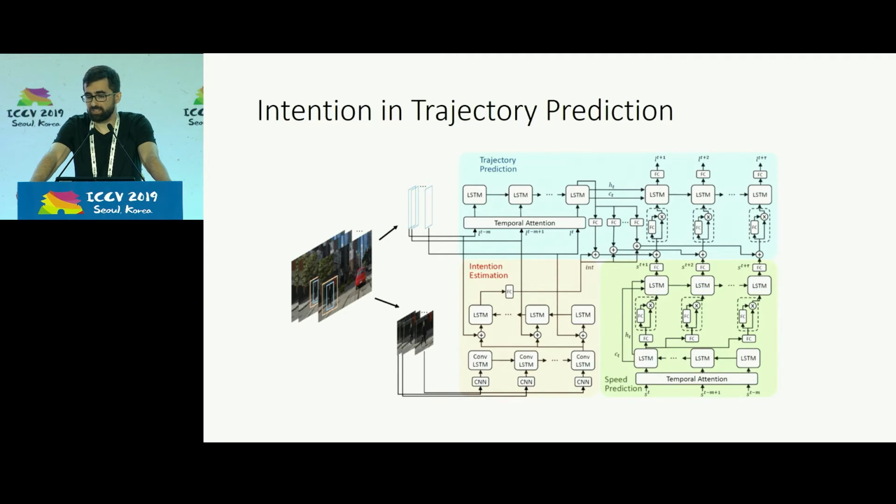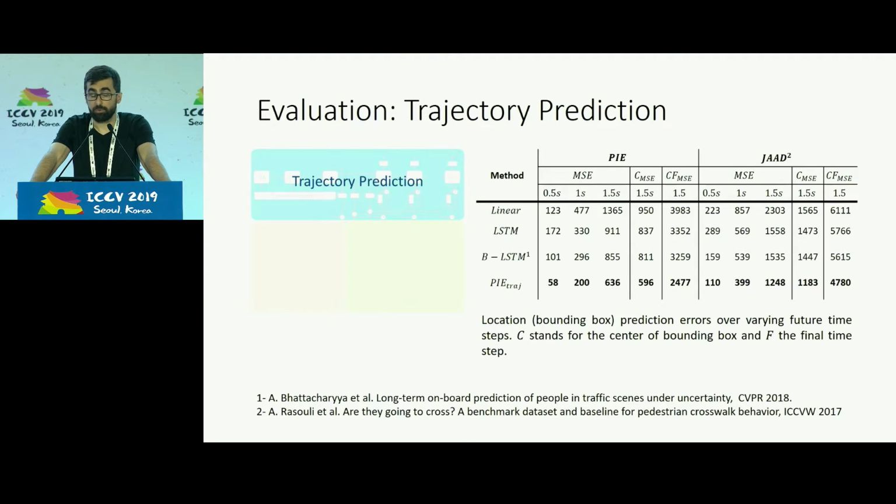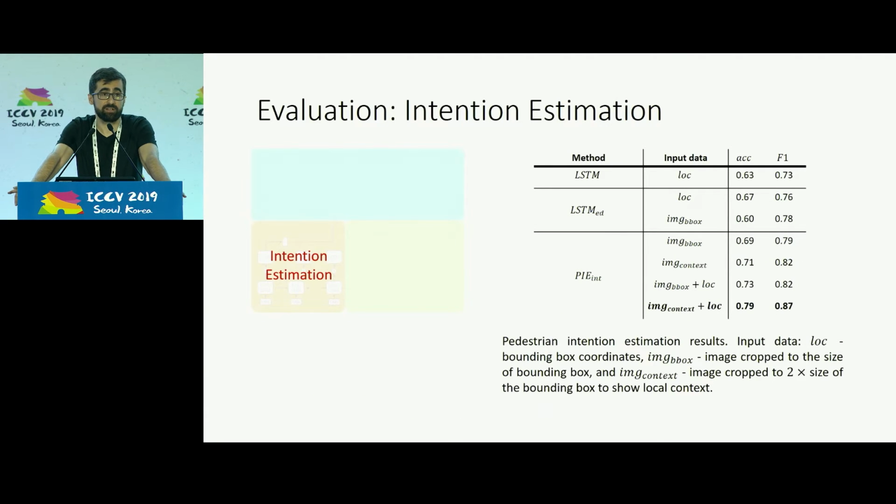The trajectory prediction module on its own, using only bounding box information, achieves state-of-the-art performance on the proposed dataset and also on the JAAD dataset, which is another behavior understanding dataset. Our intention estimation module is a baseline model which uses the appearance of the pedestrians and the surrounding context, and also takes into account the motion of the pedestrians in order to estimate their intention.